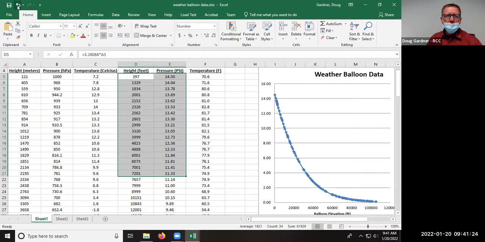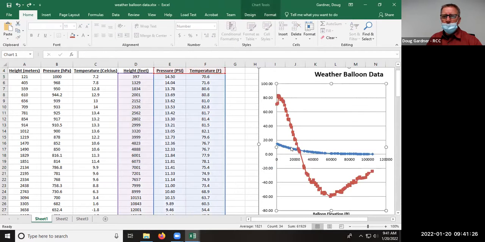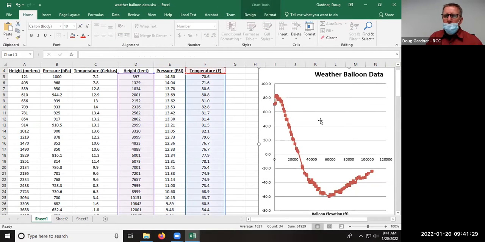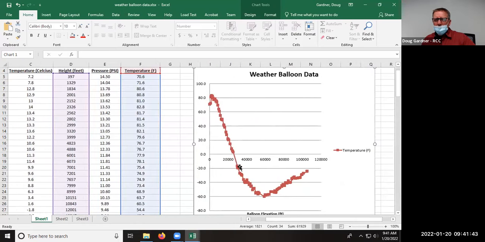What's this other one? This is really interesting. Notice I clicked on it. So what is this doing? This is height and temperature. Height and temperature. What is going on with that? So for a while here, it looks like as it went up, the temperature got higher, higher, higher a little bit. But then the temperature started dropping, dropping, dropping.